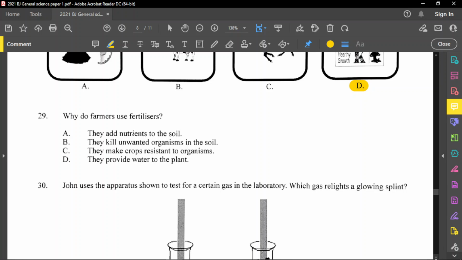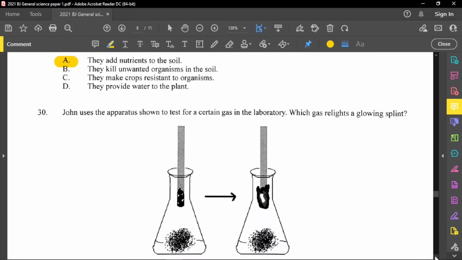All right, for question number 29 now, it said, why do farmers use fertilizers? It's simple: to add nutrients to the soil. That's the basic line. Bottom line is to add nutrients so plants will grow better and faster and produce much more, right? All right, so question number 30.